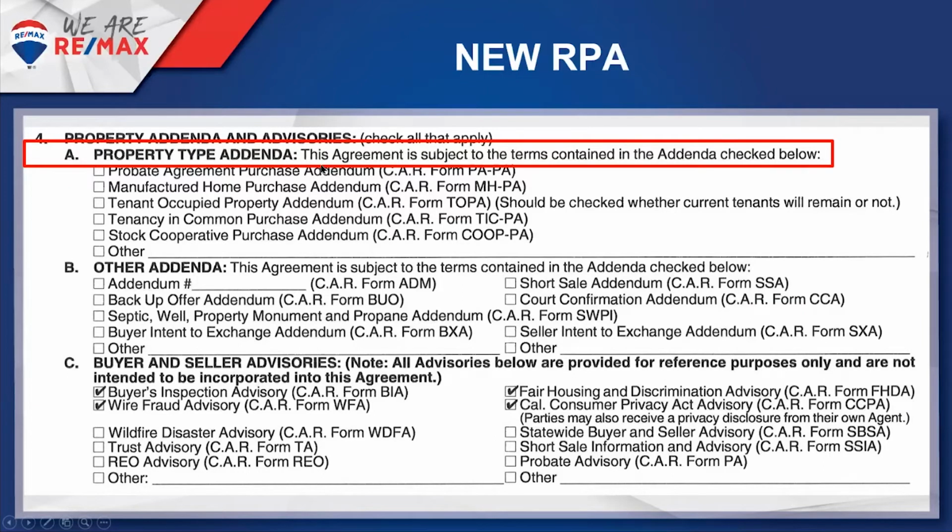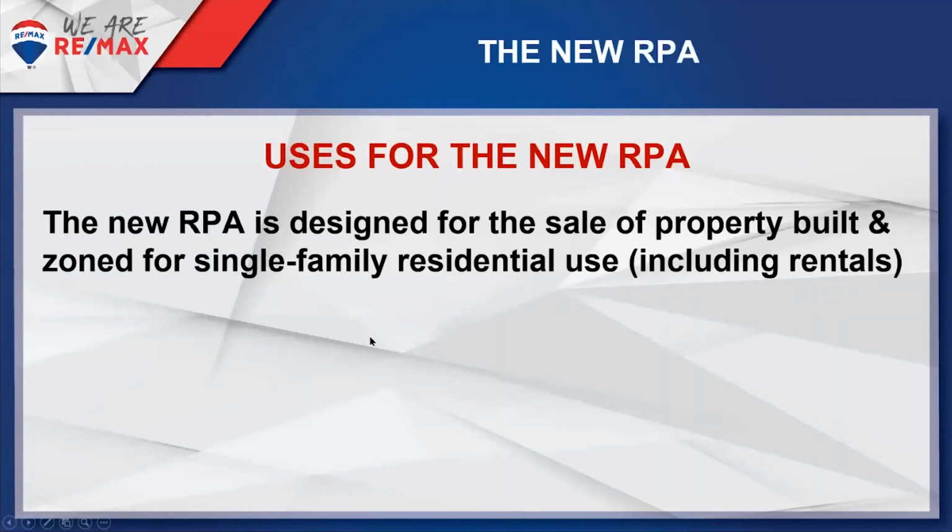With the new RPA, there are now new forms that are property addenda for specific types of transactions. So the RPA is designed for the sale of a property built and zoned for single family residential use. And that includes a property that's rented. So it's a single family property. The RPA is designed for that.